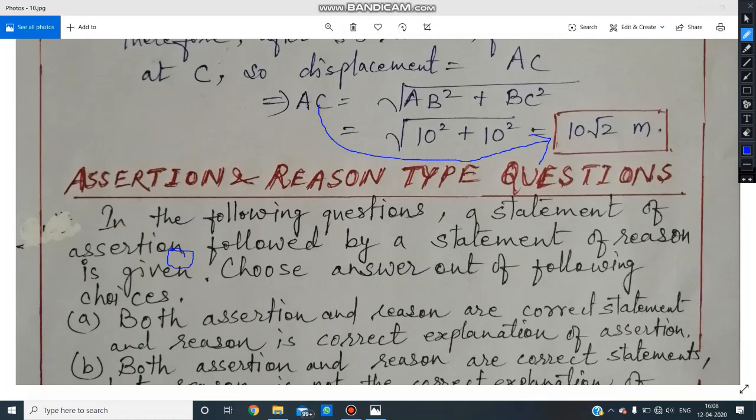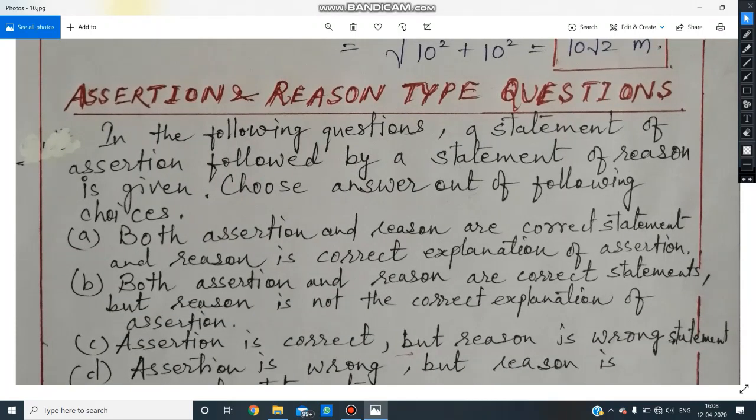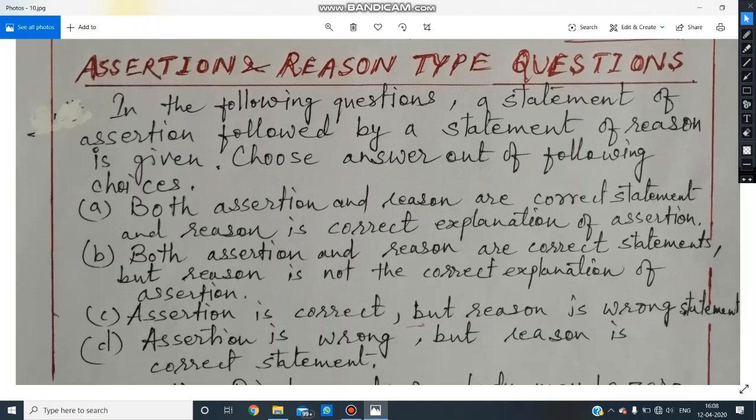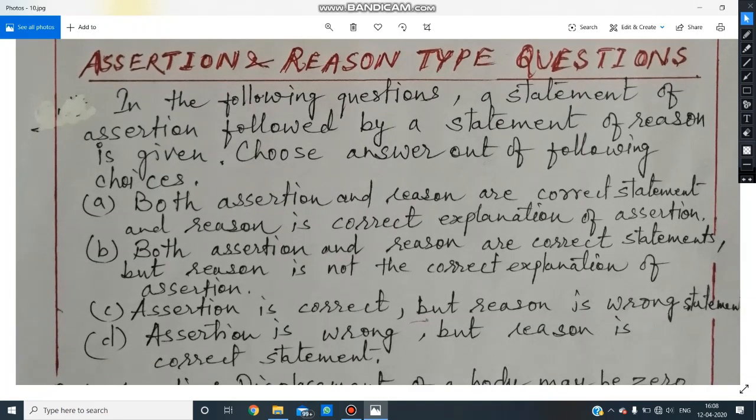Here, these were some sample numerical questions based on the topics of distance, displacement, speed, velocity, average speed, and average velocity. Now, a new pattern of question has been introduced 1 or 2 years back, which falls in the category of assertion and reason type questions. In this type of question, first a statement of assertion is given, and after that a statement of reason is given, and along with that four choices are given.